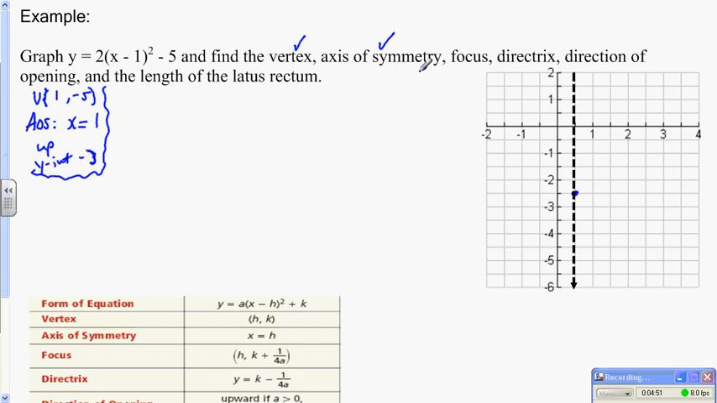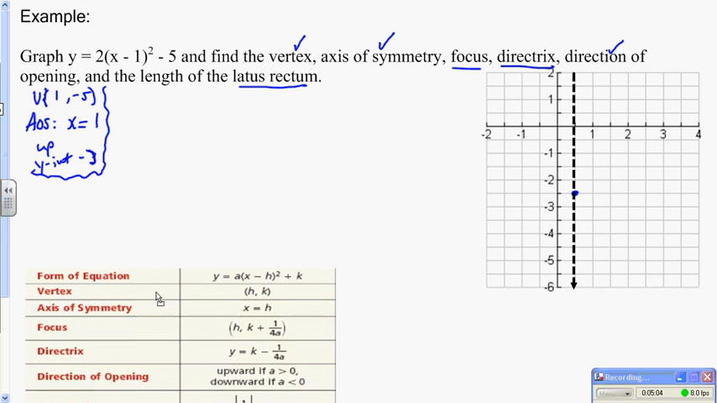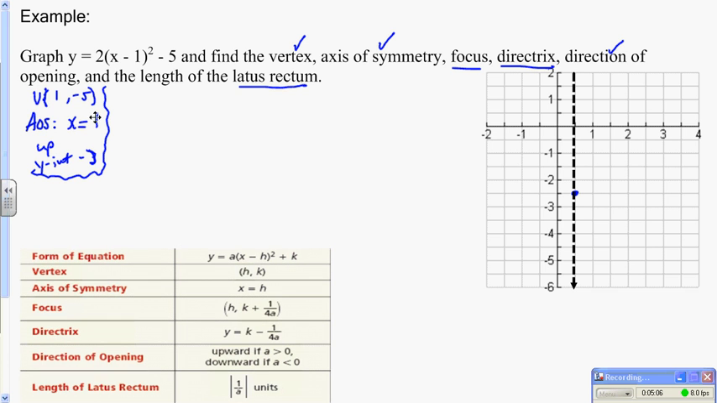But now we have other pieces here. So we've already done direction of opening, that's okay, but the LR, the focus, and the directrix. Well, based on this table here, it's y equals, so we'd use this table. LR is pretty easy. It's 1 over A absolute value. And this is the A. So LR is equal to 1/2.